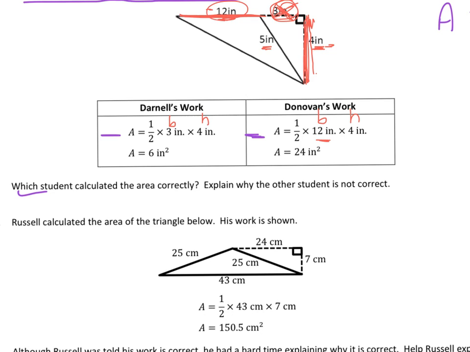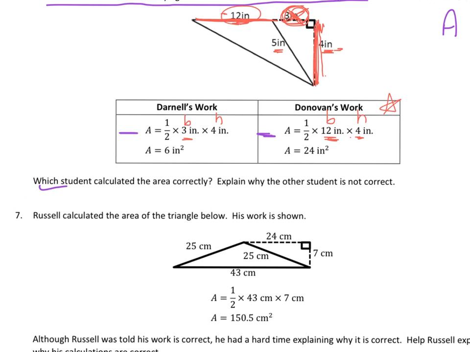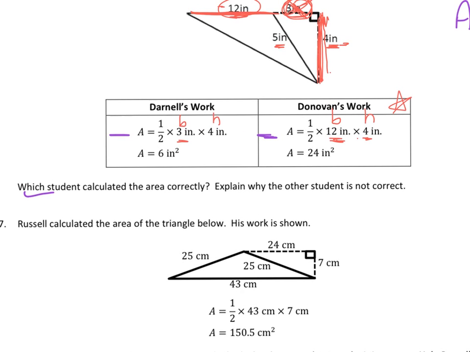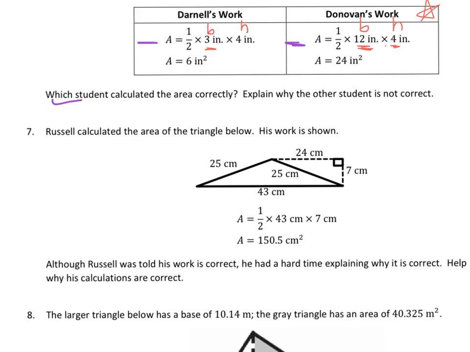So I already know Donovan's good. If he calculated correctly, I can see 12 times 4 is 48, and then half of that is 24. So it looks like Donovan's correct because Darnell used the measurement of the distance between the base and the height, and he did not use the base measurement. So that's what you'll do for your explanation, is just discuss what measurement Darnell used, and that Donovan used the correct base.